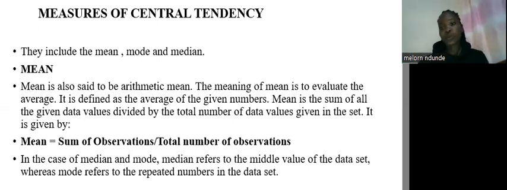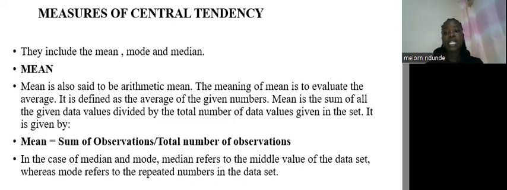Under this, we have three main measures of central tendency. The first one is mean, which we are going to discuss below. Then the other ones are mode and median. Let's start with mean. Mean is also said to be arithmetic mean. The meaning of mean is to evaluate the average, and it is defined as the average of the given numbers.